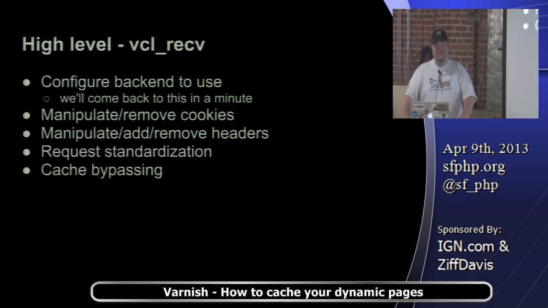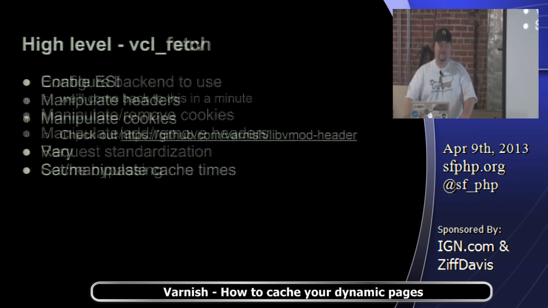Okay. VCL Receive is also where you set up cache bypassing. So if you have a set of rules where you want to skip the caching for some reason, VCL Receive is where you do that.